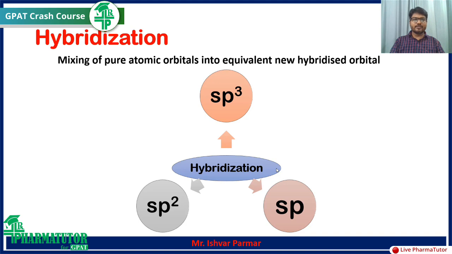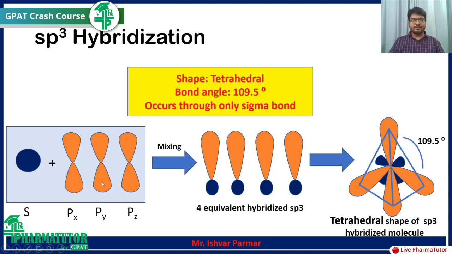So let's start first with sp3 hybridization. In this sp3 hybridization, you can see here the mixing of one s and three p. After mixing it forms hybridized orbitals, sp3, and in different orientation it forms a tetrahedral shape, having a particular angle which is 109.5 degrees. You have to remember it always occurs through only sigma bonds.